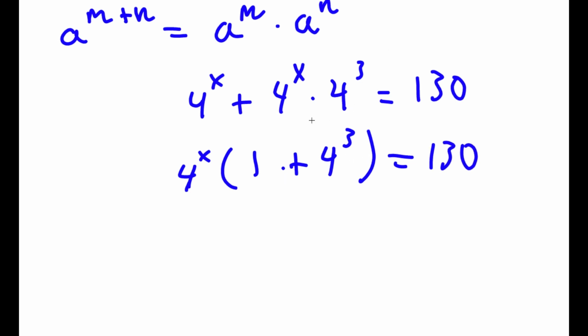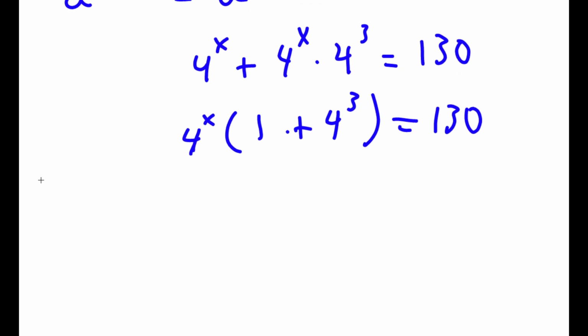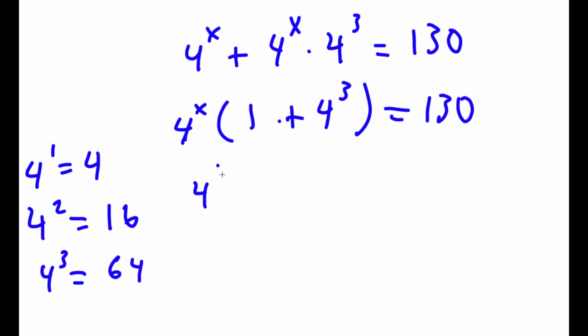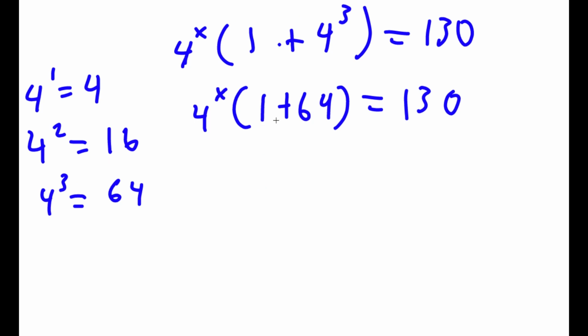Now 4^3, let's go ahead and find the value of that. Well, 4^1 is equal to 4, and 4^2 is equal to 4 times 4, which is 16. So 4^3 is going to equal 16 times 4, which is 64. So now I have 4^x times (1 plus 64) is equal to 1/3. Now 1 plus 64 is equal to 65. So now I have 4^x times 65 is equal to 1/3.